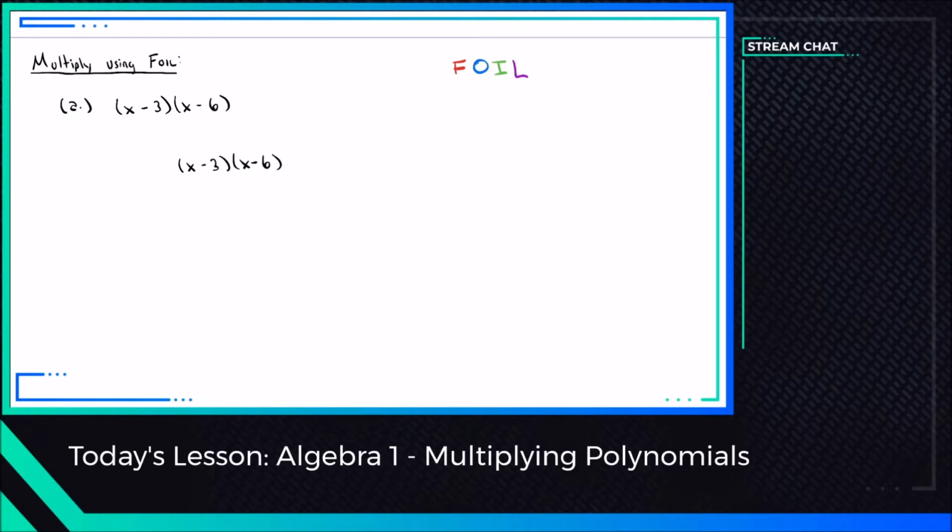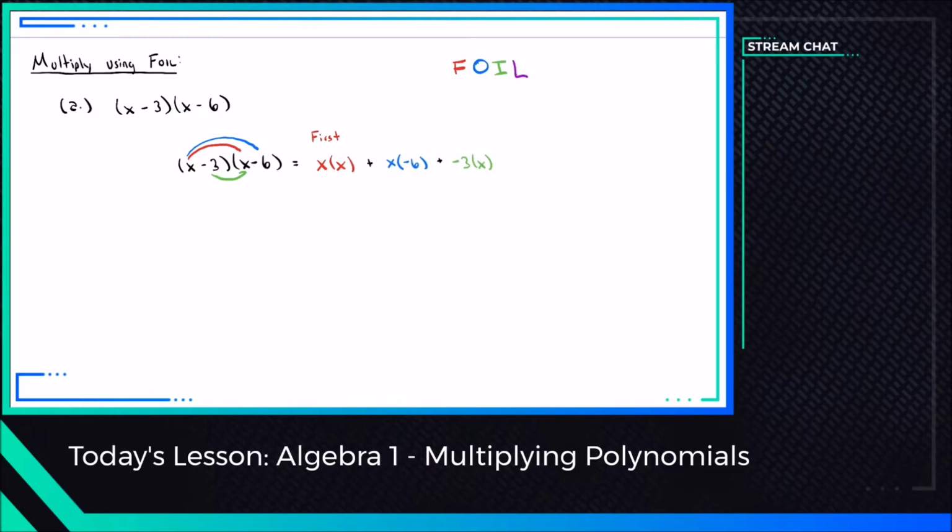So our first term in each is an x and an x. And so that's going to be an x times an x, or our first terms. Right, and then we're going to put a plus sign. And then we're going to go to our outside terms. So that's going to be an x and a negative 6. So that's just an x multiplied by a negative 6. And then we're going to put a plus sign. All right, then our inside terms is going to be this negative 3 and this x. So that's going to be a negative 3 multiplied by x.